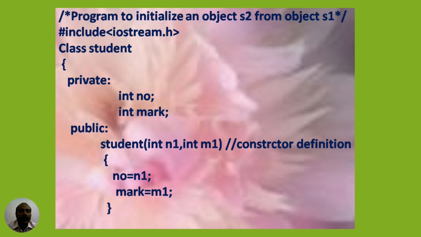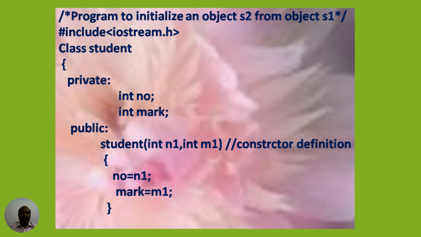Here we see one example program: a program to initialize an object S2 from object S1. Here we have two objects, S1 and S2. First we include the header file, that is #include iostream.h. Header files have the extension .h. We declare one class, with the keyword class followed by the class name. Here the class name is student.